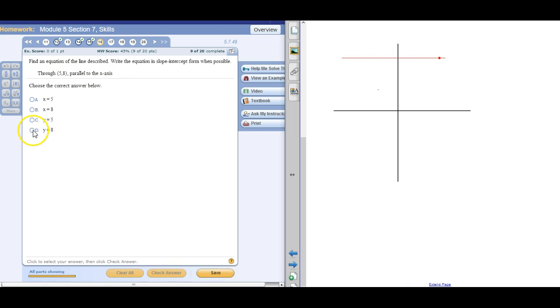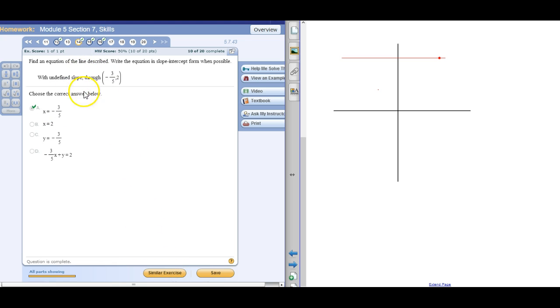It's going through 8. So horizontal lines just look like y equals, and since it's y, you pick the y-coordinate. So y equals the y-coordinate. If it's vertical, it's x, and x equals the x-coordinate of the point. All right, so that's how we do these.